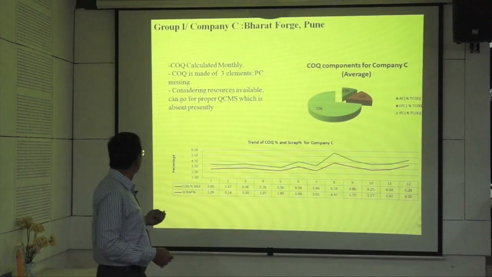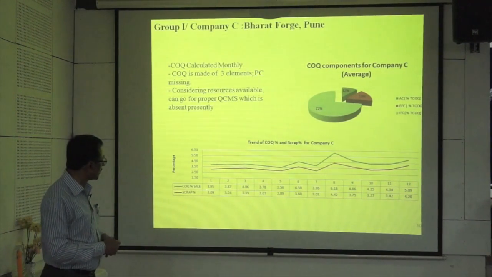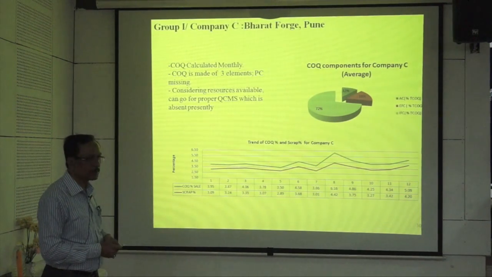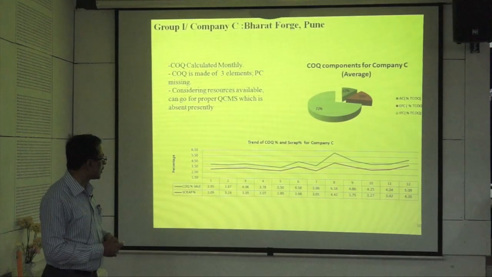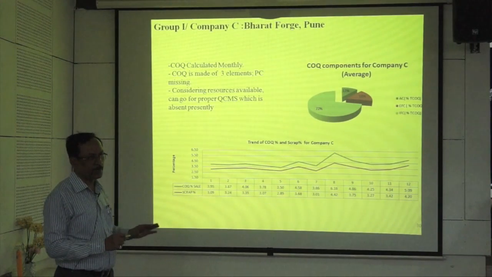This 1 to 8 is a month, right? First month, second month. This is monthly data. This is a scrap percentage. Any reason on the 8th month it shows a peak? That reason I have not investigated, sir. Just data shared by them.